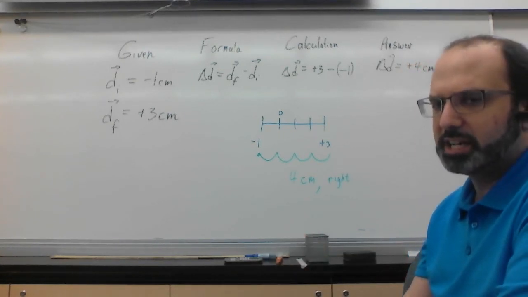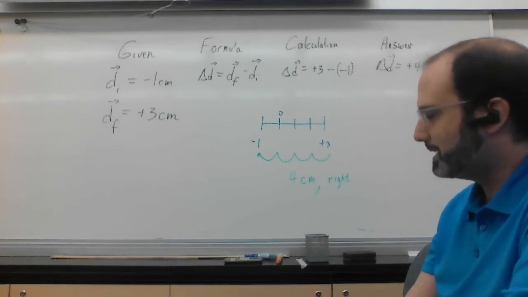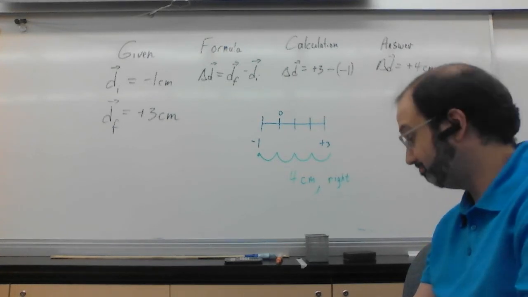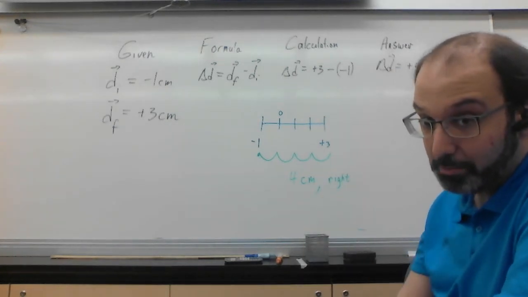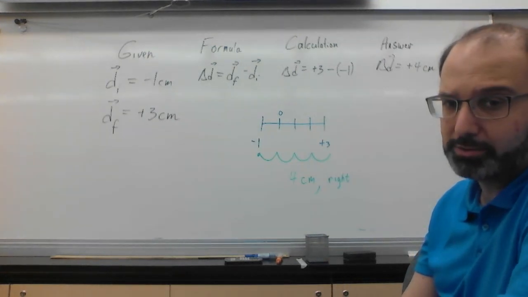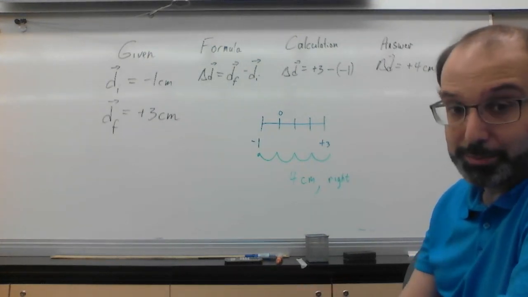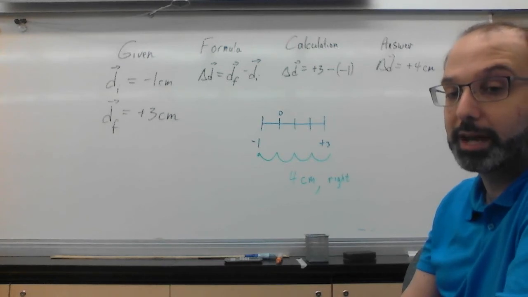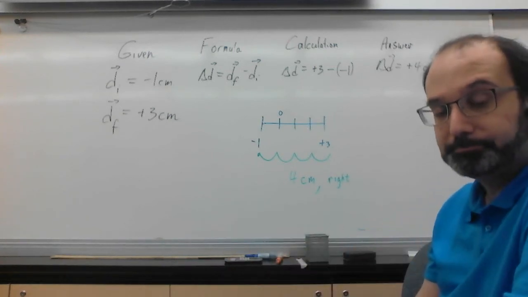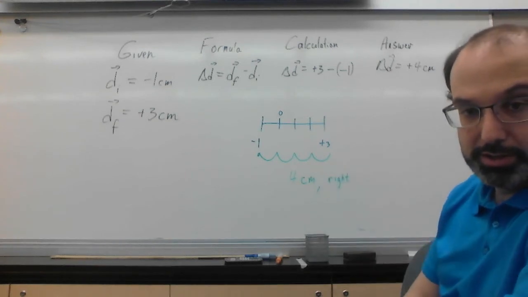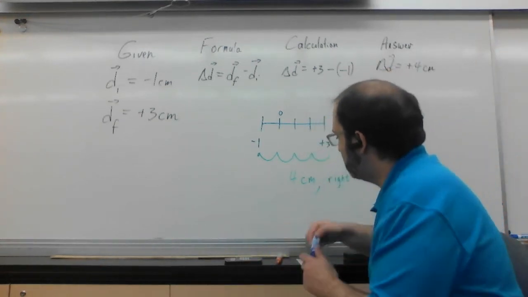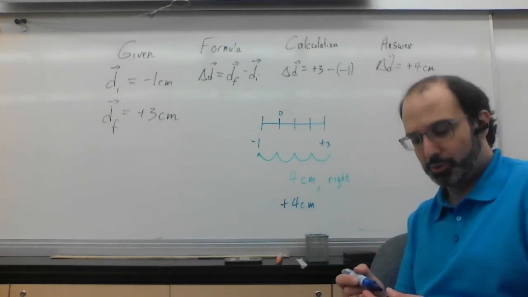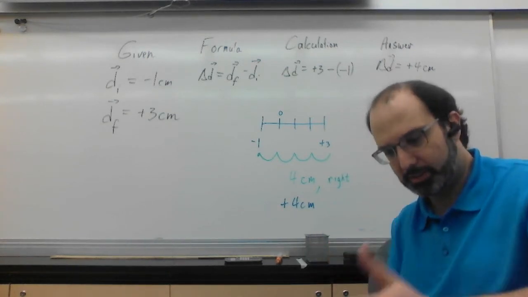So physicists realized that was a bit of a problem, and so instead of talking about right and left, what they usually do is talk about positive and negative. +4. Why +4? Because it's positive. It moves in the positive direction. Doesn't matter how I draw my line, I will always move from negative to positive for this particular question. So I could write it as 4 centimeters right. I could also write it as +4 centimeters. And +4 centimeters would be just as accurate. It would give us the same information.